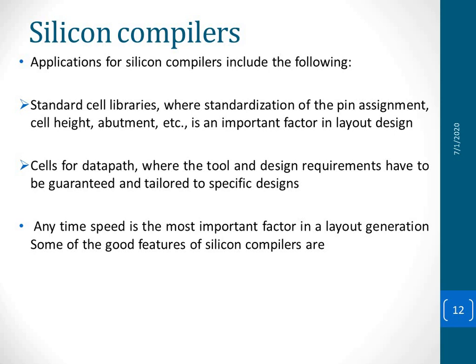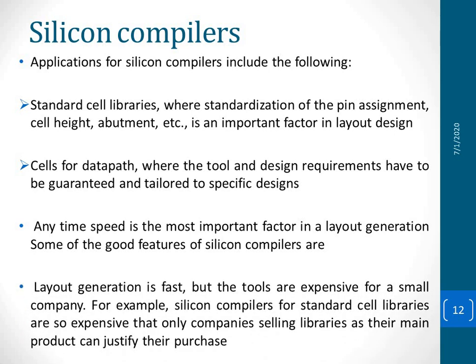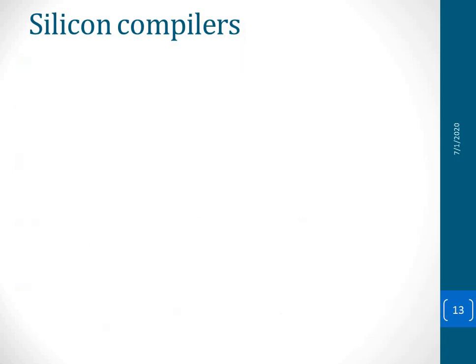Some of the good features of silicon compilers are that layout generation will be done faster with the silicon compilers, but the tools are expensive for a small company. For example, silicon compilers for standard cell libraries are so expensive that only companies selling libraries as their main product can justify their purchase. That's why in most educational institutions they are not available, but a few colleges that can afford them have them.